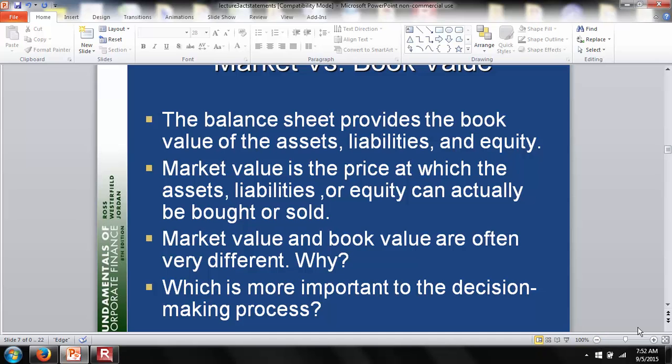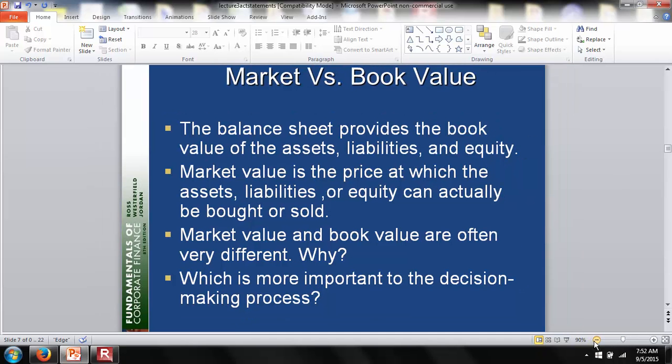Okay. So we talked about the balance sheet, and the balance sheet provides the financial picture of the firm, and it gives you the book value of the assets, liabilities, and equity. Now in finance, people place more emphasis on market values. So what is market value and what is book value? Market value is something that somebody is willing to pay. How much are they willing to pay for the property, plant, and equipment? How much are they willing to pay for the stock? How much are they willing to pay for the bonds? These are the market values.